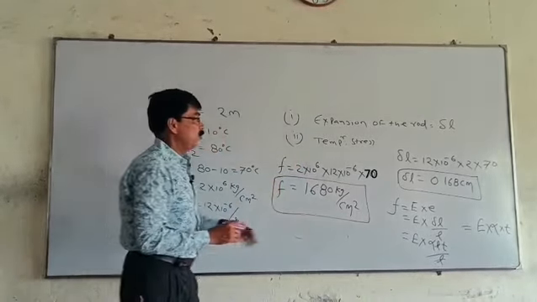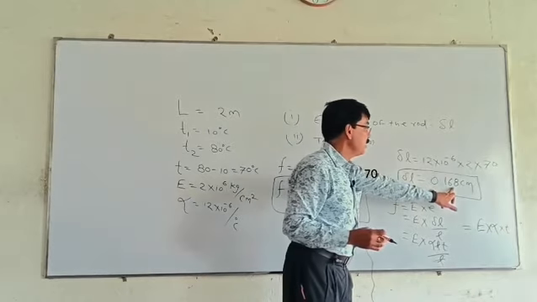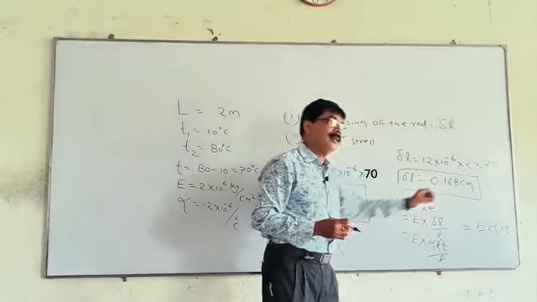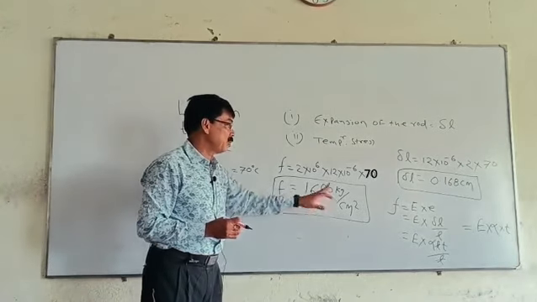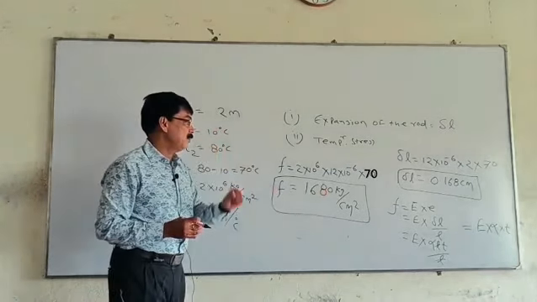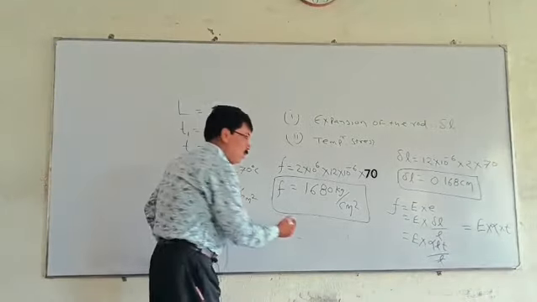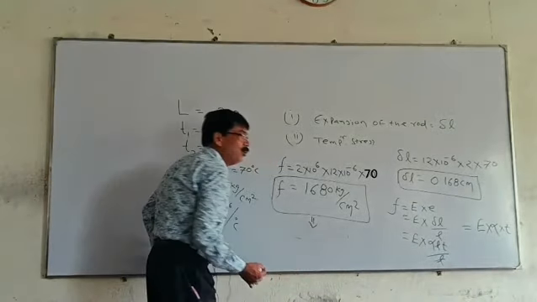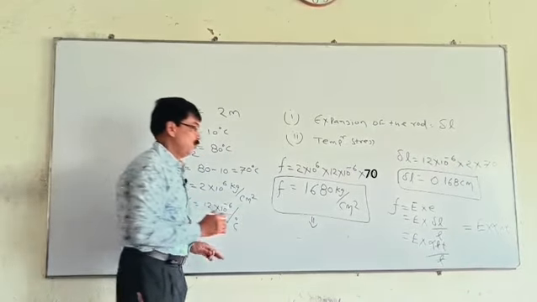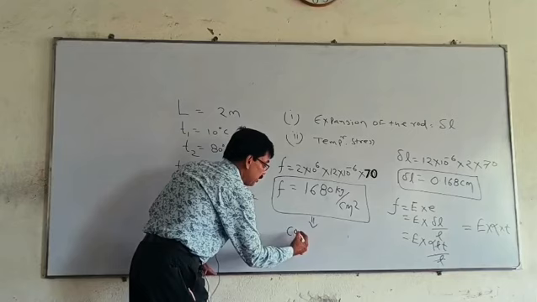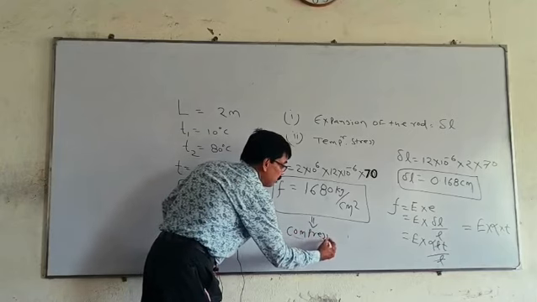So this is the answer. The expansion delta L is 0.168 centimeter, and the temperature stress value is 1680 kg per cm square. Only the last part is the nature. Here we are adding heat, and addition of heat means the stress developed is compressive in nature. So finally you can write down that the nature of stress is compressive.